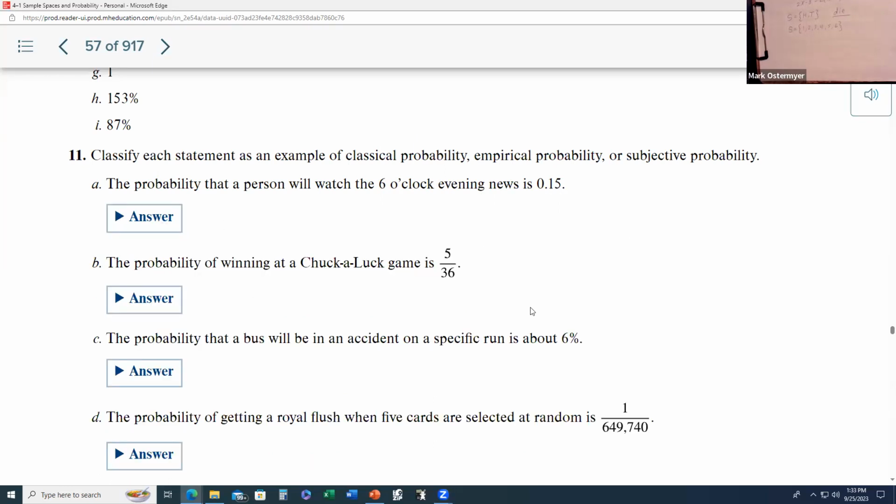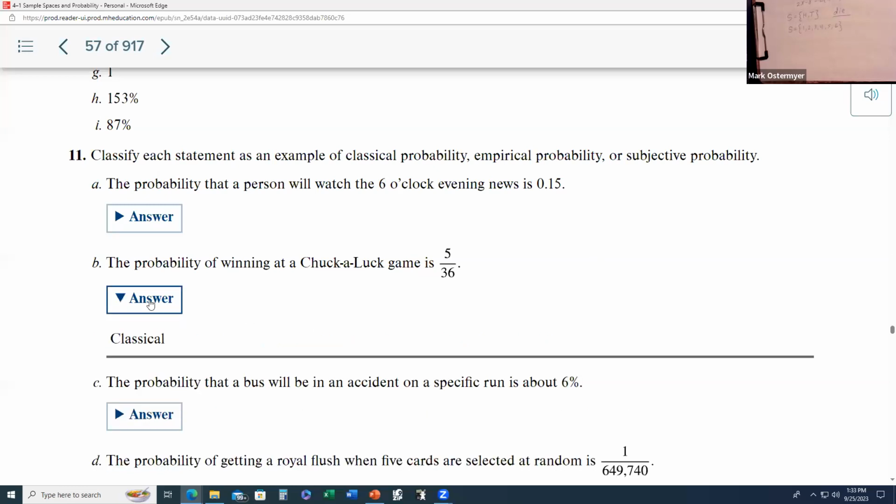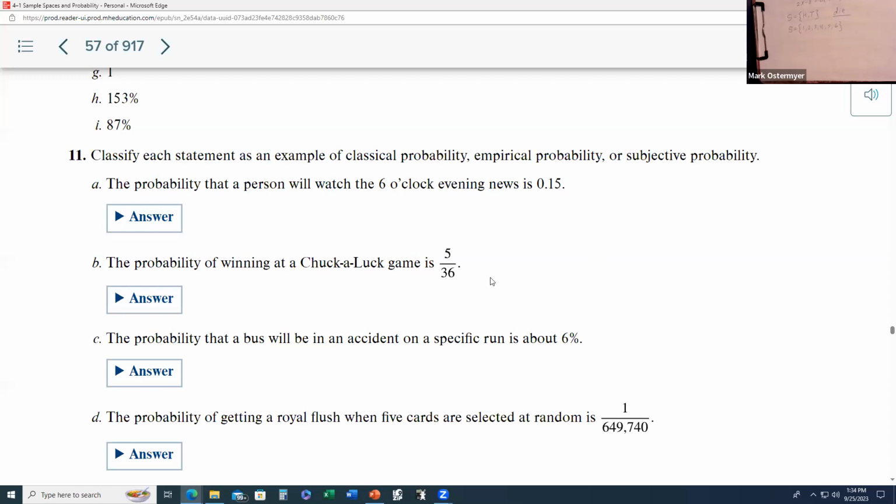All right. How about the probability of winning at the Chuck a Luck game is 5/36. Well, do you think this is equal likelihood of winning this game? I don't know. I mean, this is debatable. We don't even know anything about this game. I mean, it could be equally likely chances of winning or not winning. We don't know. So I don't know. Some of these have some gray areas in them. Let's see what they said. Classical. They did say equal likelihood. So I guess we're assuming that the chance of winning and losing is equal.